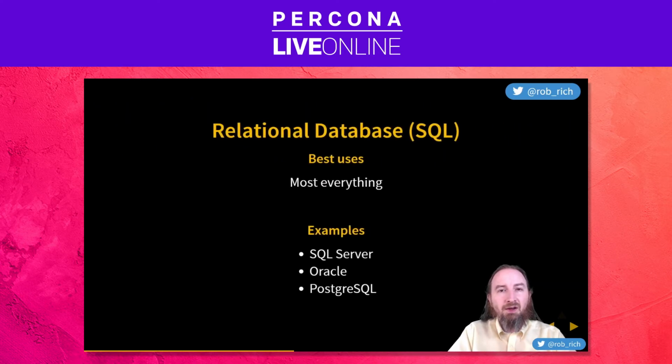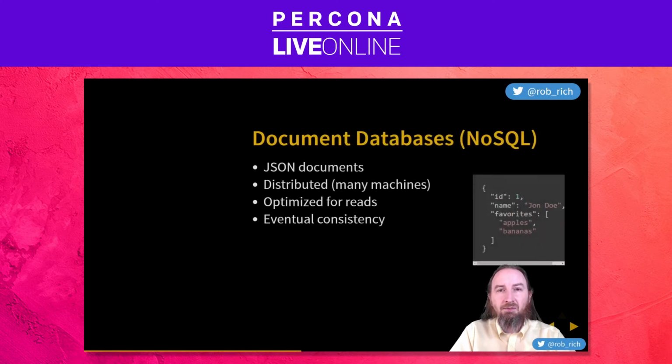A relational database, here's some examples. Relational database is a good default. If you don't have a database in mind, a relational database is a good choice. Probably if you have a monolithic database, it is a relational database.